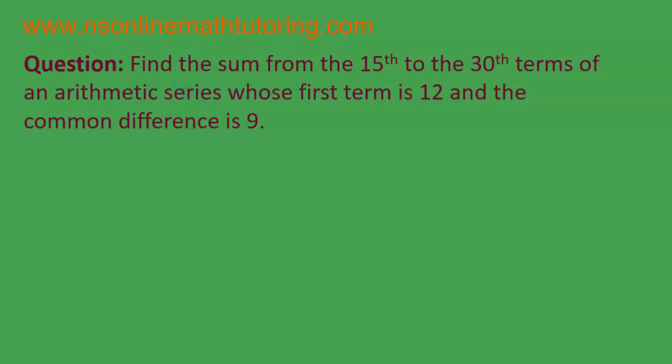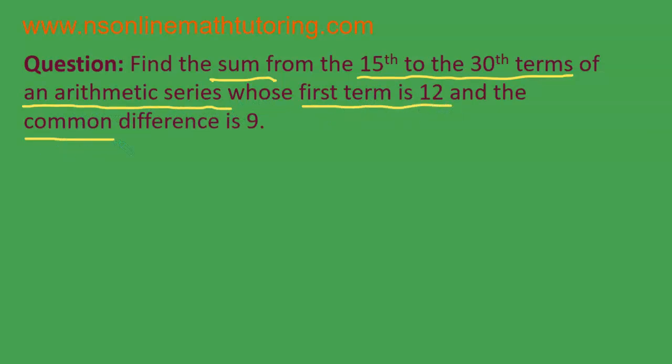Okay? So, coming back to the question. Find the sum from the 15th to the 30th terms of an arithmetic series whose first term is 12 and the common difference is 9. Okay? So, let's start with our answer.